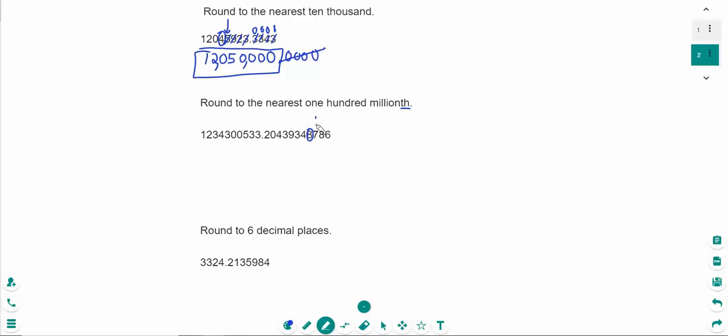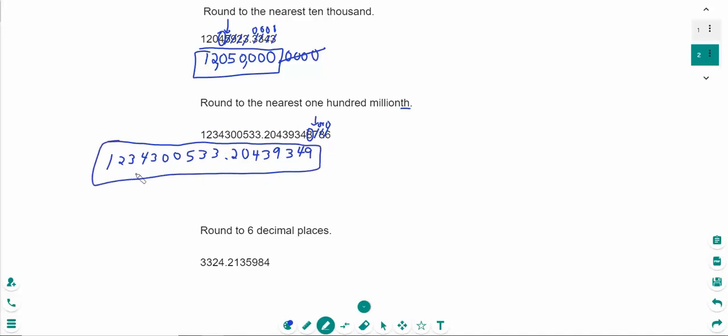And now we look at the next number. The next number is a 7, which is greater than 5. So we're going to increase our digit here from an 8 to a 9. And then everything after this is going to become a 0, right? But because we're to the right of the decimal point, those zeros don't mean anything. So now we can just rewrite the rest of the number here. This big, long, and nasty number. 3, 4, 3, 2, 1. Oh, there we go. So that is our rounded number to the 100 millionth.